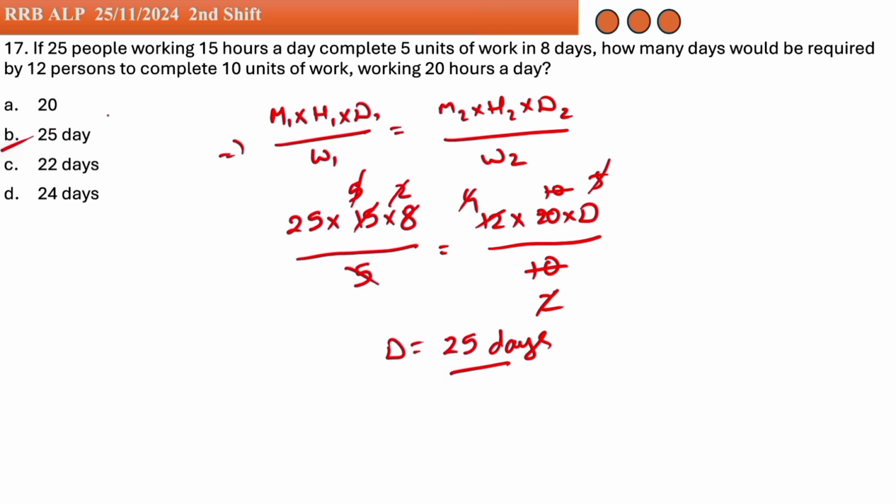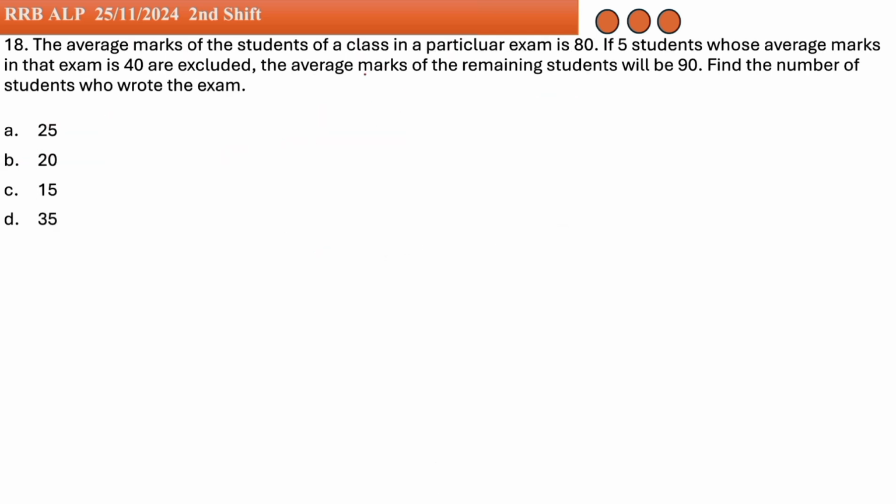Option B. Next question. The average marks of the students of a class in a particular exam is 80. If 5 students whose average marks in the exam is 40 are excluded, the average marks of the remaining students will be 90. Find the number of students who wrote the exam. See here, average marks in a particular exam is 80. Then if we consider x number of students having the average marks of 80, it gives the sum.